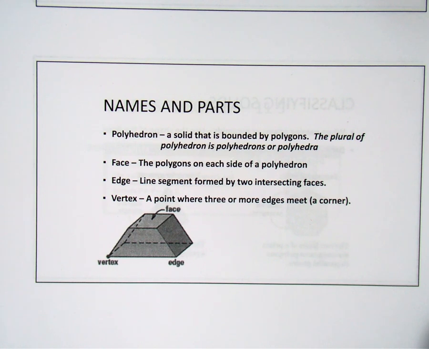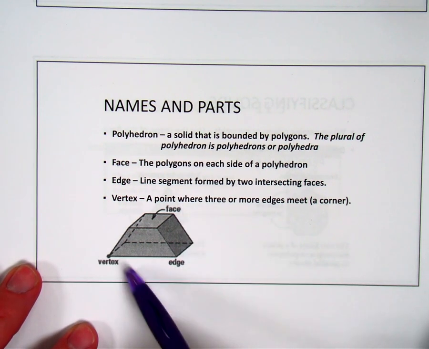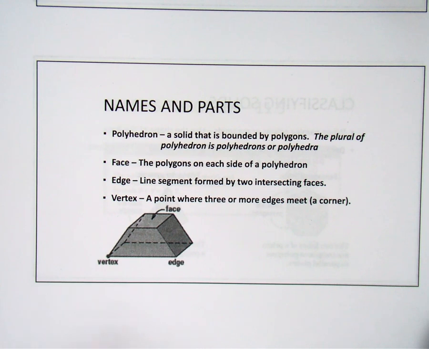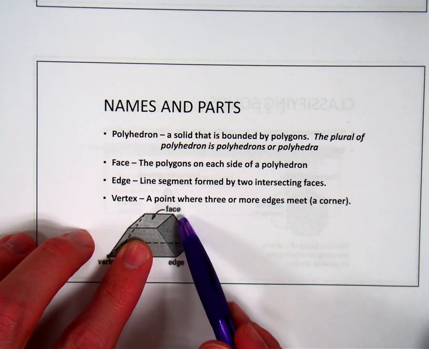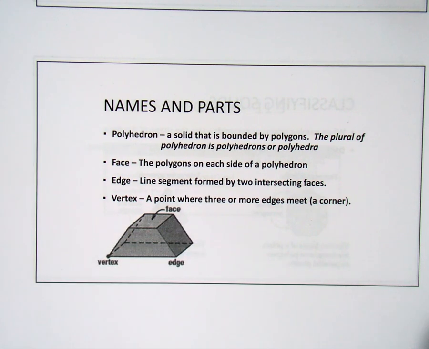Each face would be the polygons on each side. So the faces are going to be the individual sides of the polygon. The edge is the line segment formed by the two intersecting faces. Where two faces meet, those borders are called the edges. And a vertex is a point where three or more edges meet, aka it's the corner.